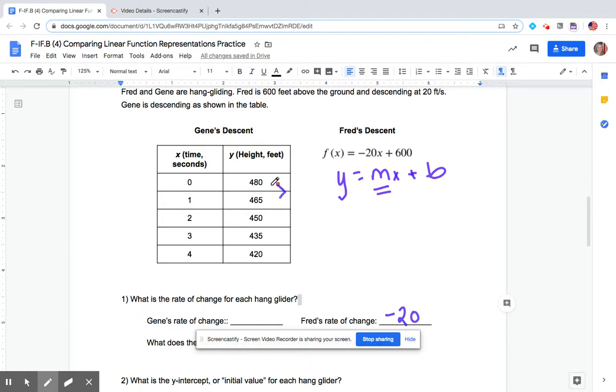Jean's rate of change, I need to figure out the change in y and then the change in x. To go from 480 to 465, it's -15. To go from 0 to 1, it's +1. Change in y over change in x is going to be -15 for Jean.